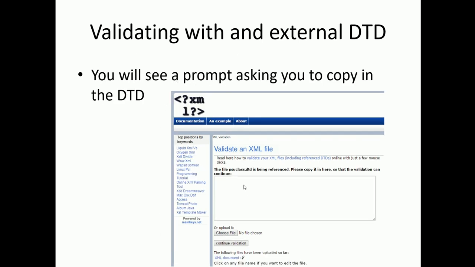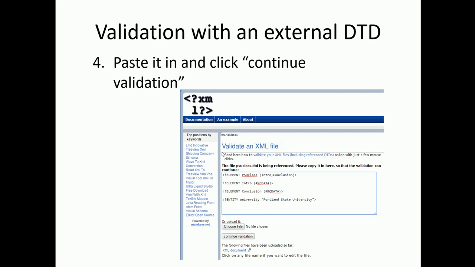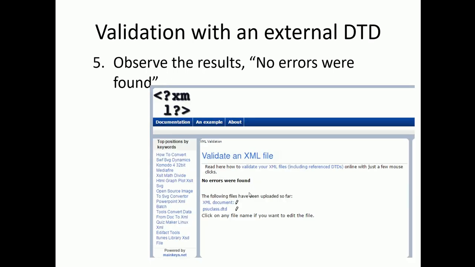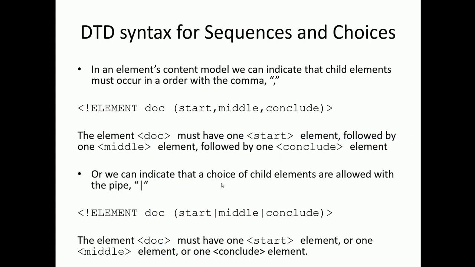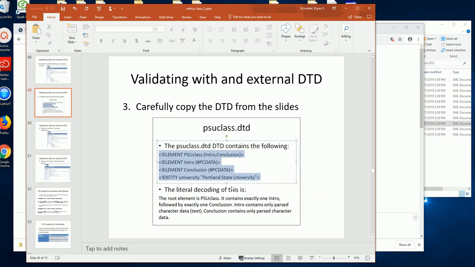Once we press validate, we'll see a prompt asking us to include the DTD file. We'll have the option of either choosing a file or just pasting it in. In this case, we'll just copy the DTD and we'll paste it into that window, and then we'll click validate, and we'll observe that it saw the XML file, it saw the DTD, and no errors were found. So let's go ahead and do that.